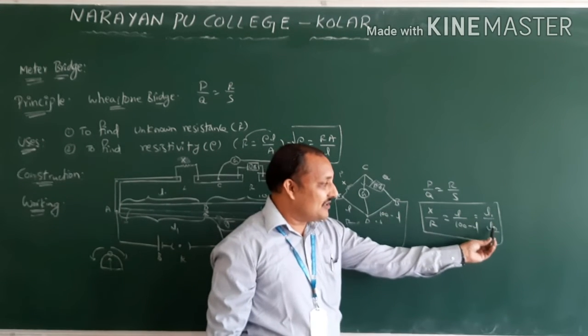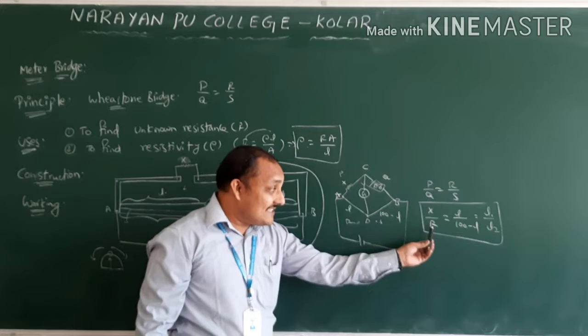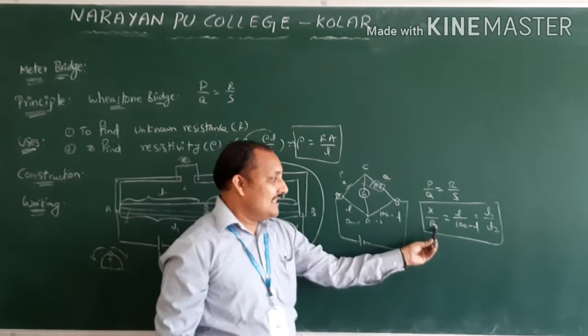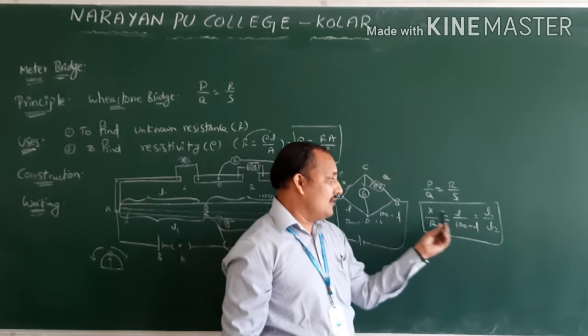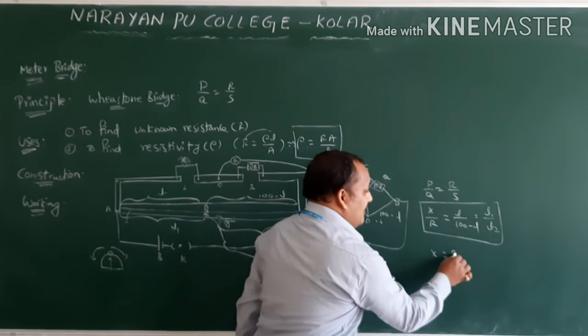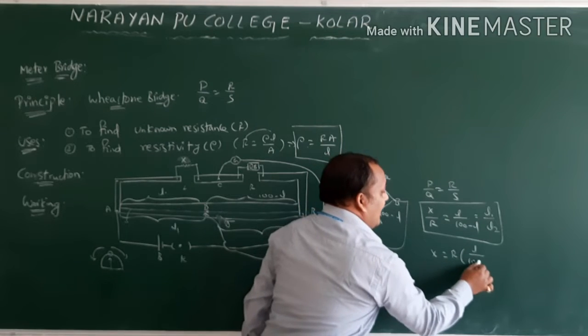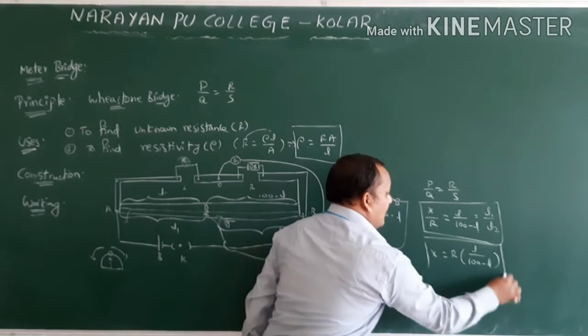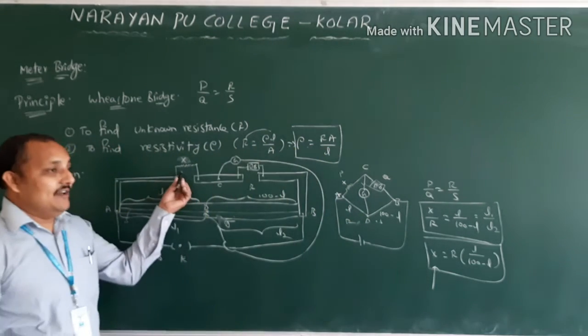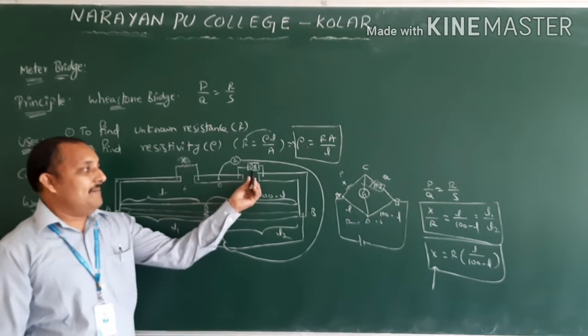So you will come to know L1 and L2, and how much resistance we kept in the right gap we know. Therefore, three known factors you came to know. This is unknown, therefore you can find this X value. X is equal to R into L by 100 minus L. Now what is X here? Unknown resistance of the given wire. So we will keep it here in the lab.